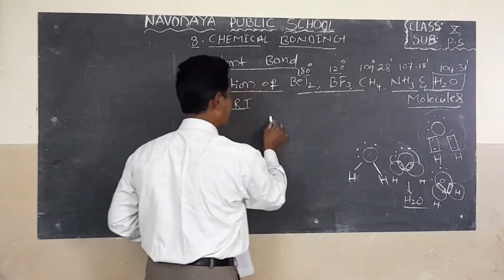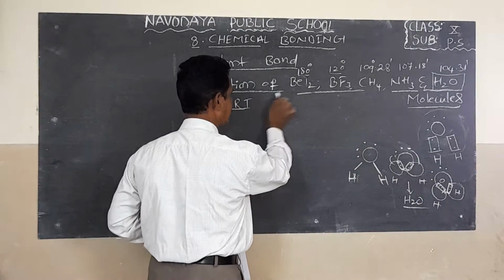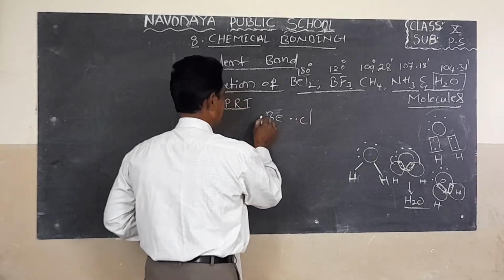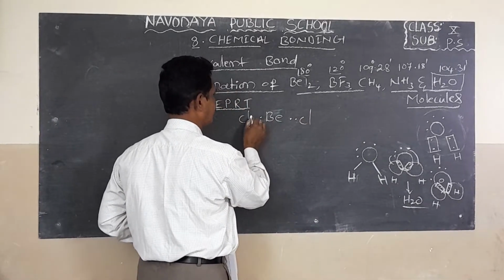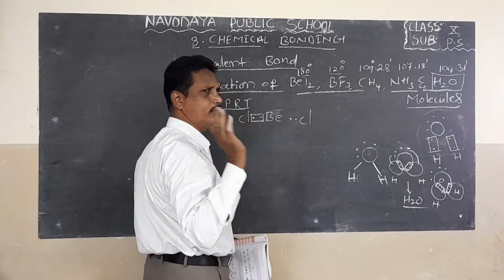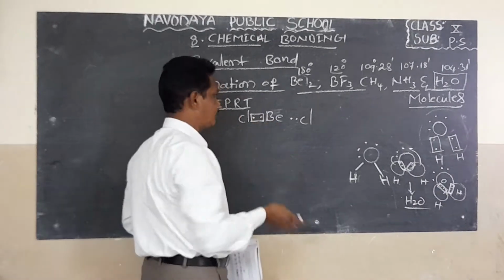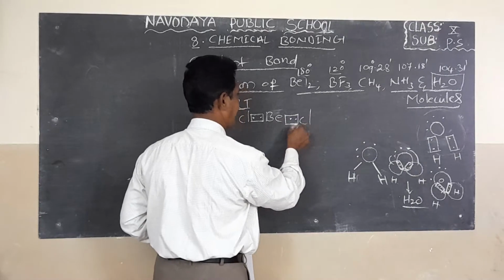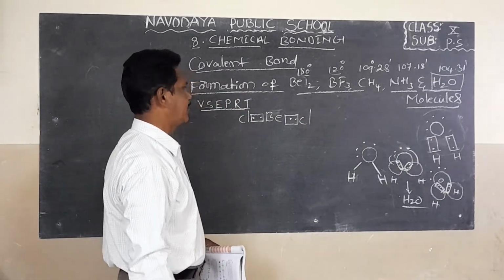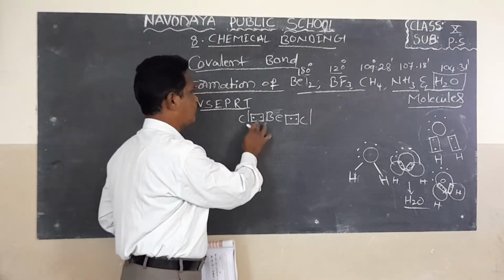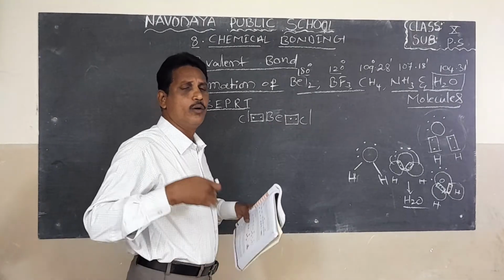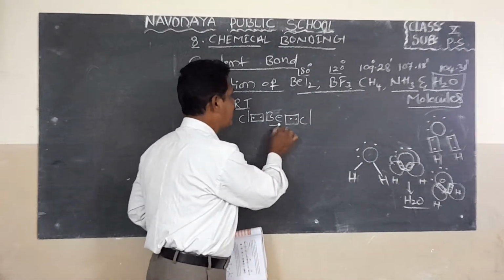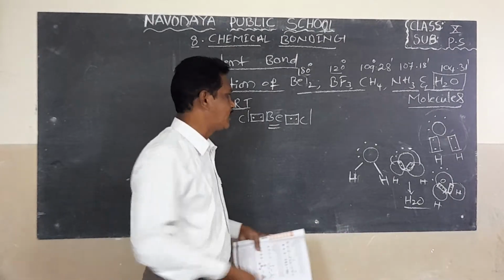But in the case of BeCl2, the atomic number of beryllium is 4, so it has 2 valence electrons. Beryllium contributes one electron to each chlorine atom. So these two are bond pairs of electrons. There are no lone pairs of electrons around the central atom beryllium.